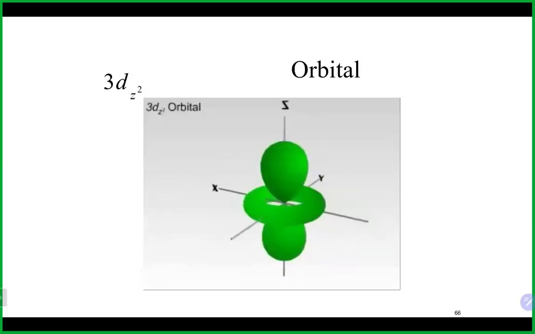The 3dz squared orbital is shaped like a pz orbital with a donut of electron density around the center. It is aligned with the z-axis. And again, all that green spots obviously in these animations are the probability or electron density. Darker areas, again, higher probability of finding electrons.